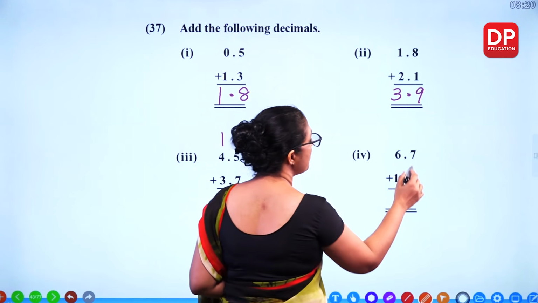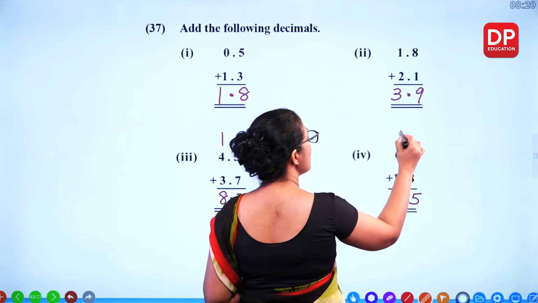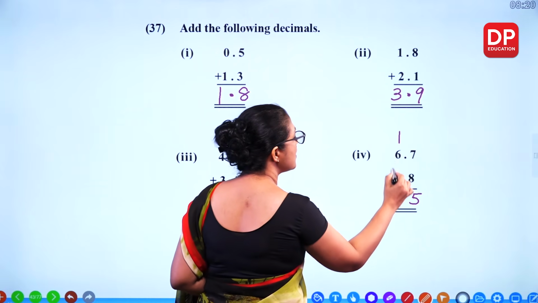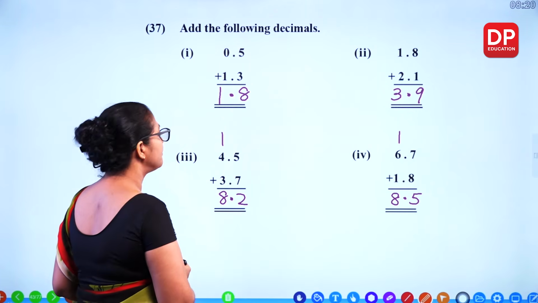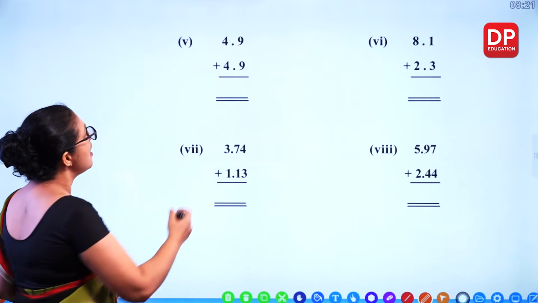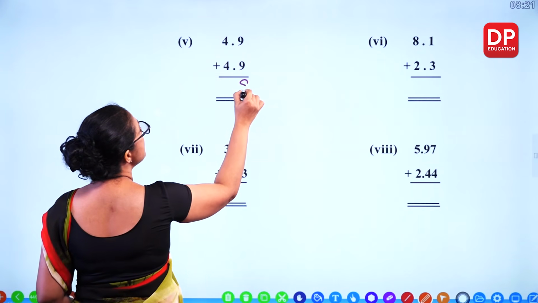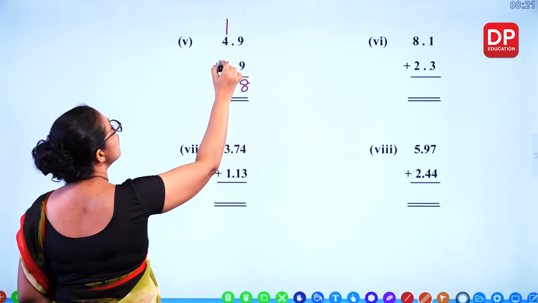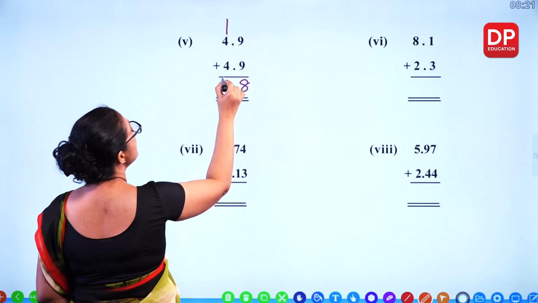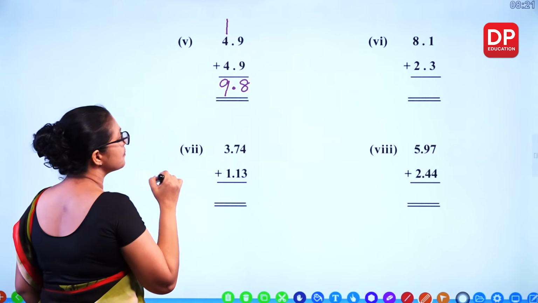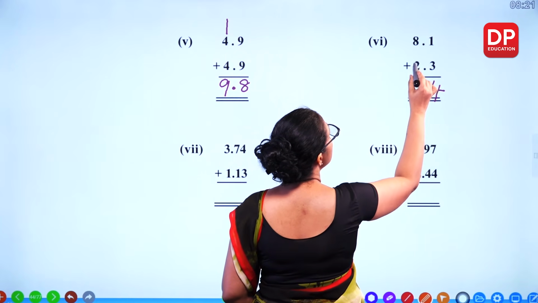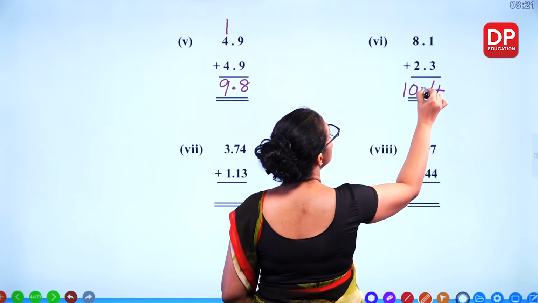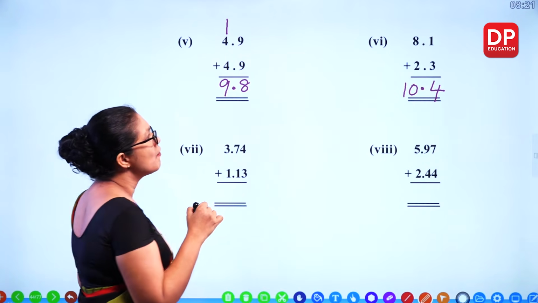This one, 8 plus 7, 15. Take 1. 6 plus 1, 7. 7 plus 1, 8. This one, 9 plus 9, 18. Take 1 here. 4 and 4, 8 plus 1, 9. 3 plus 1, 4. 8 plus 2, 10. So you get 10.4.